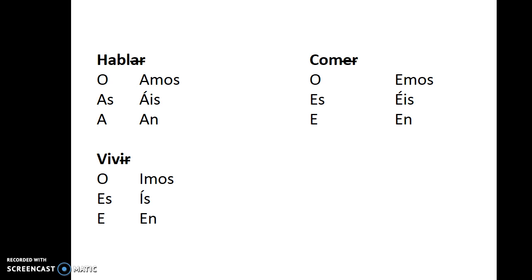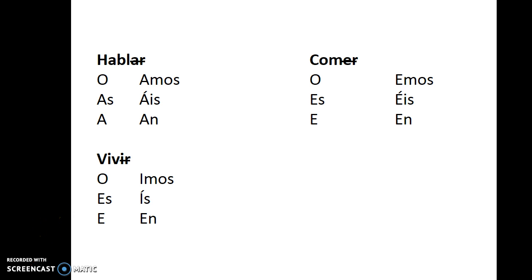So look at your forms for our ER and IR verbs. We have comer y vivir. If you take a look at it, we see a common denominator. The o's are always going to be what you end the verb with in yo. If we look at tú, we see that the tú form always ends with an s. We see that the nosotros form always ends with mos, no matter what kind of verb it is. We see that vosotros always ends with an is, and that the plural form always ends with an n. So the only thing that's different between these 3 kinds of verbs is the vowels.